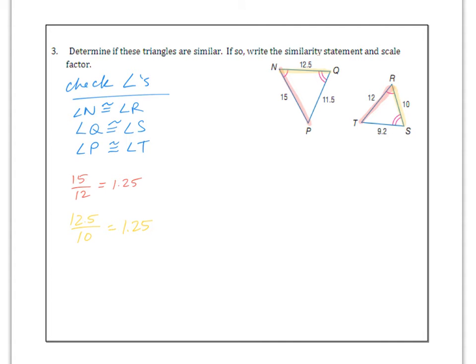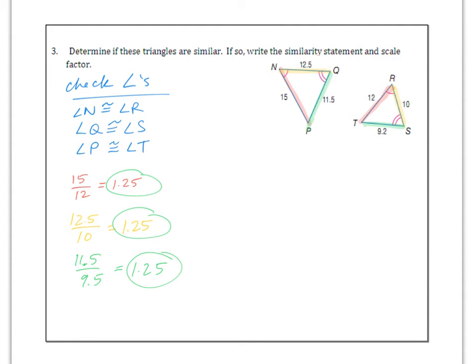Let's try the last side. So the last side we have is the shortest side. The shortest side here is 11.5. The shortest side here is 9.2. Now 11.5 divided by 9.2, this doesn't seem like it's going to work, but let's check it. Try it in your calculator. Wow, it is 1.25. Look, we got the same number all 3 times.